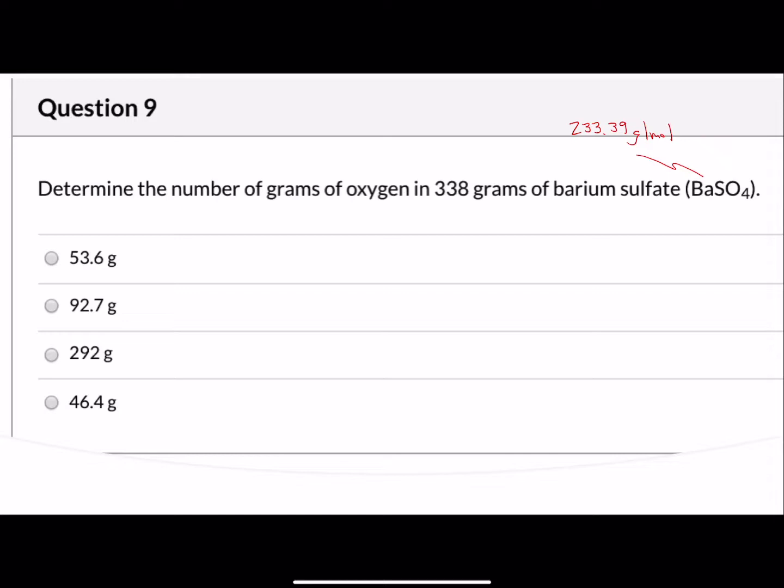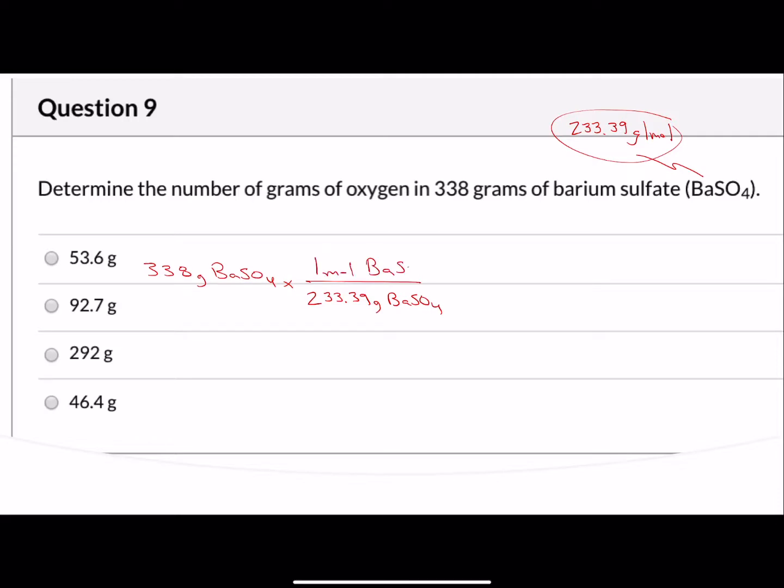So in order to figure out the number of moles of barium sulfate, I'm going to say, okay, well, I've got 338 grams of barium sulfate. That's where I'm starting, right? That's all they've given me. And I know from the formula mass of barium sulfate that I can determine the number of moles of barium sulfate. So 233.39 grams of barium sulfate per mole of barium sulfate.